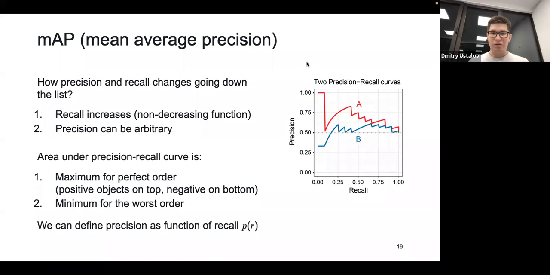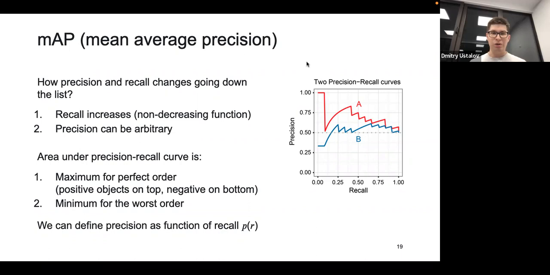And this curve has these properties. Recall increases at every step, and at every level of recall, the precision can be arbitrary. And we want this curve to have these properties. It should be maximum for the perfect order, and it should be minimum for the worst order. So everything is a mess.